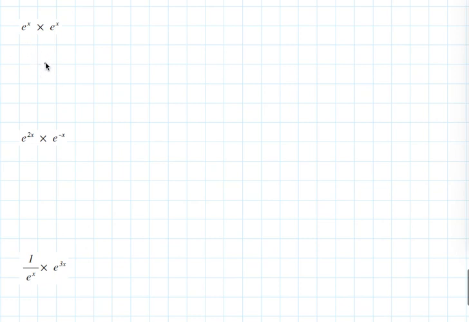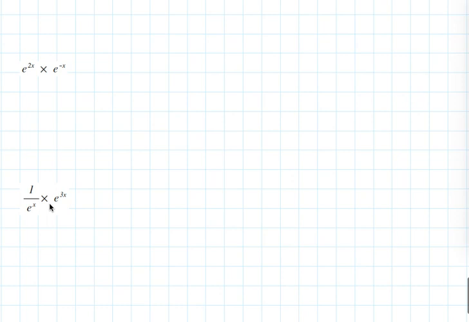So this one would be e, and then you have to add these two together, x and an x, so x plus x, which is 2x. So looking at this one, e to the power of 2x plus negative x, which equals e to the power of 2x minus x, which is x. Simple.